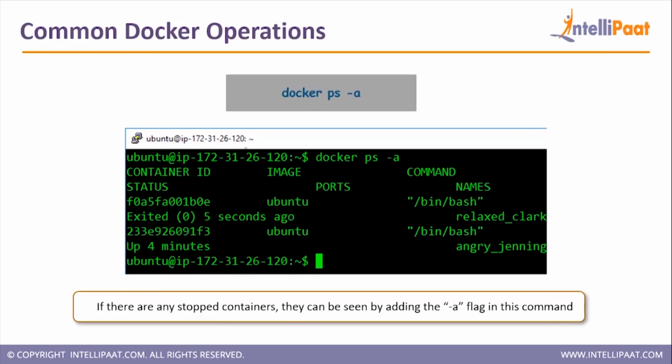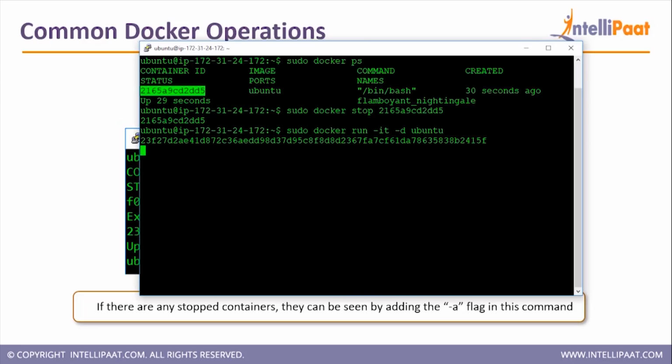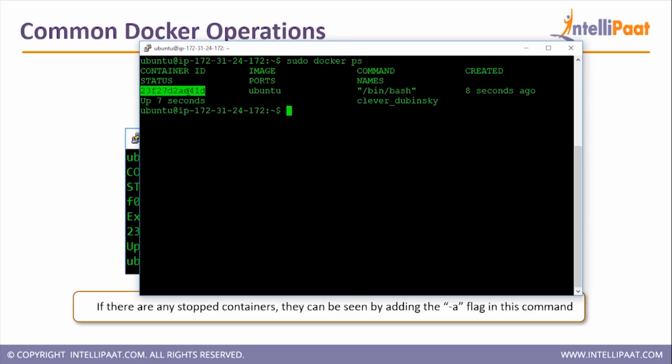So what's next? The docker ps command shows you the containers which are in the running state. But what if you want to see all the containers which are there in your system? For example, I can do a sudo docker stop and stop this container. So this container is now stopped, and I can run one more container, which would be sudo docker run hyphen it hyphen d and then Ubuntu. Sorry about that. If I do a docker ps, I would only be able to see the container which is currently running. You can see it is up 7 seconds.